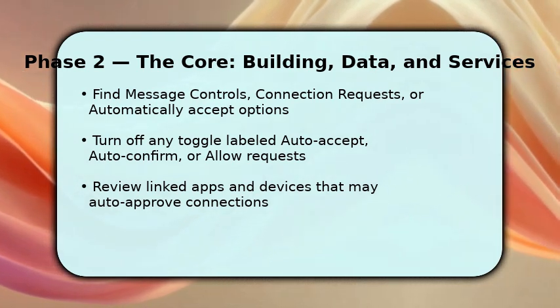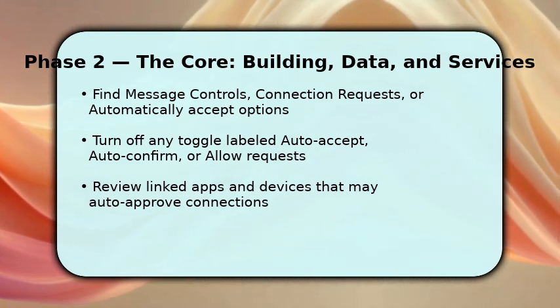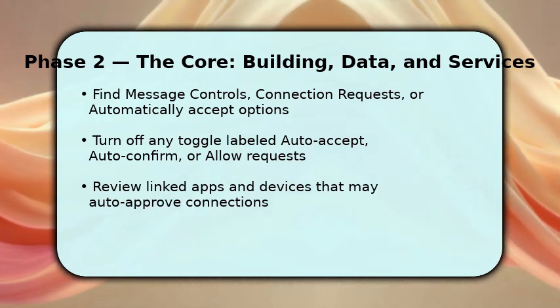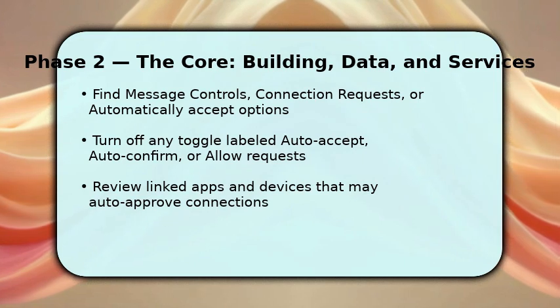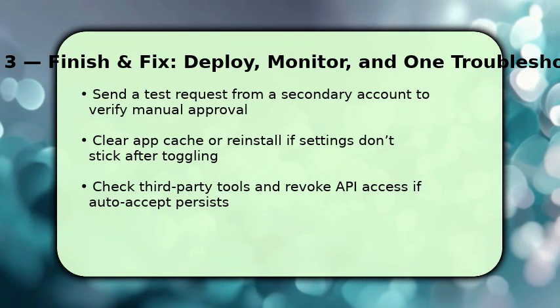permissions there. Once toggles are off, return to your message and request inbox to confirm new requests arrive manually. Make sure to log out and back in if changes don't appear immediately. Finish by testing. From a second account, send a request and verify it awaits your manual approval.